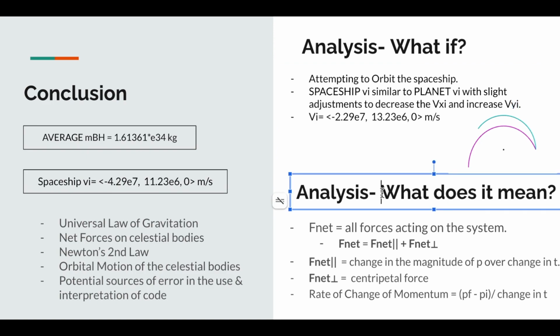And now onto the question, what does it mean? It asked how the net force and its parallel and perpendicular components are different from the rate of change of momentum and its parallel and perpendicular components.